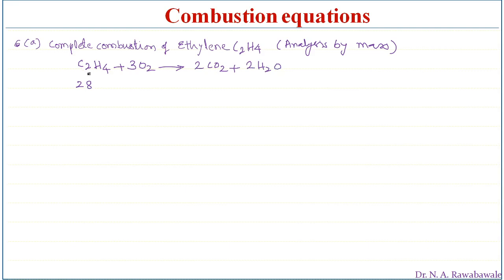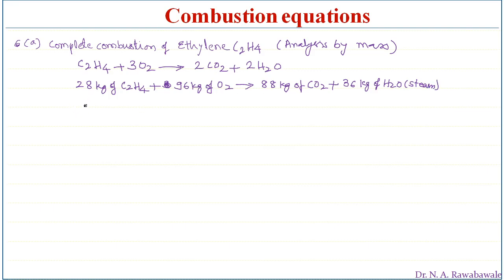The molecular mass of ethylene is 28, so 28 kg of ethylene C2H4 is burned in presence of 3 moles of oxygen, that is 96 kg of oxygen, which produces 88 kg of CO2 and 36 kg of H2O water, that is steam.